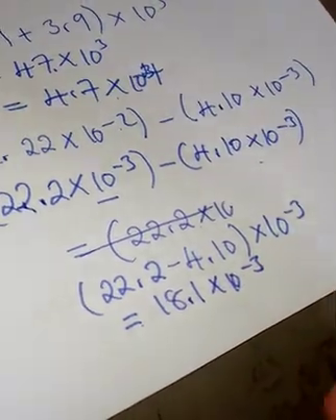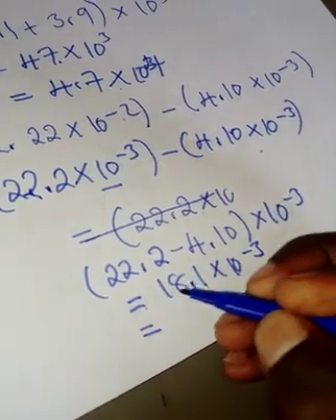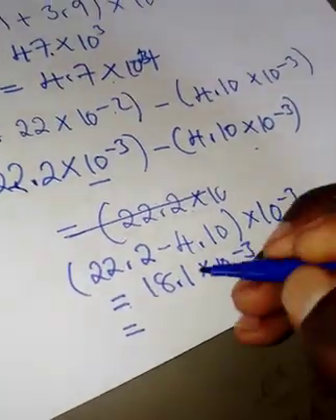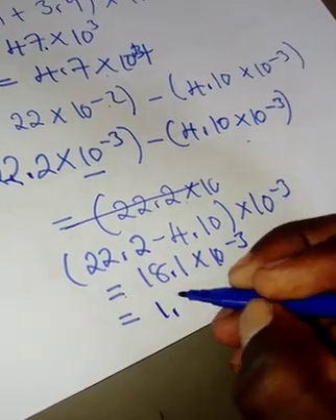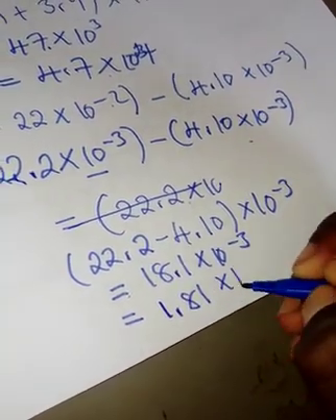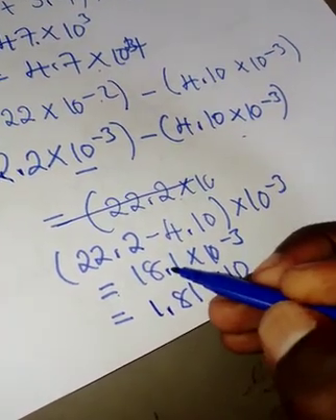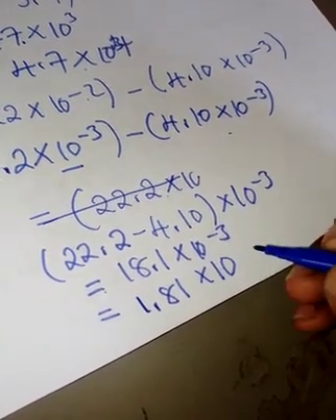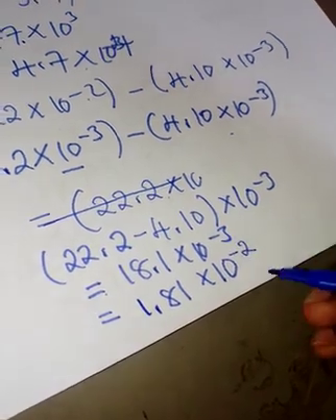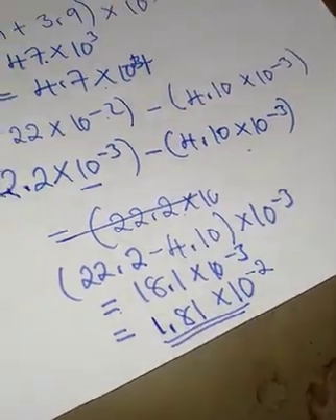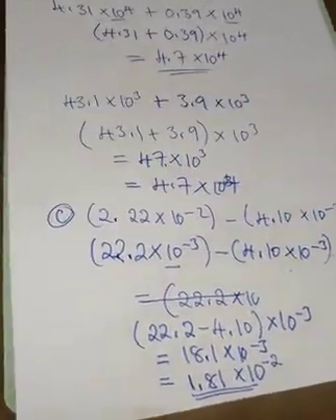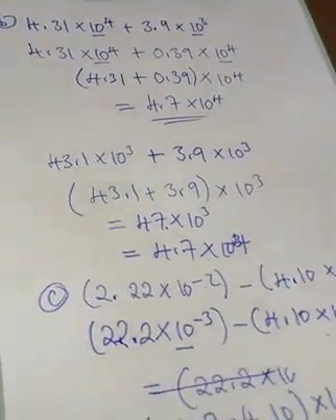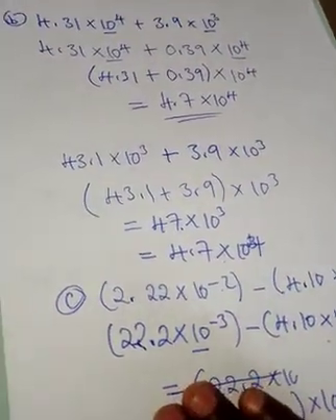Now can we leave it like this? No. We should just have one number before the decimal point. So meaning it should be 1.81 times 10. Then the decimal point has moved to the left. So what do we do? It's plus 1. So it's negative 3 plus 1 should be negative 2. Okay, so that's how you go about addition and subtraction of numbers in scientific notation. These are the steps to follow.